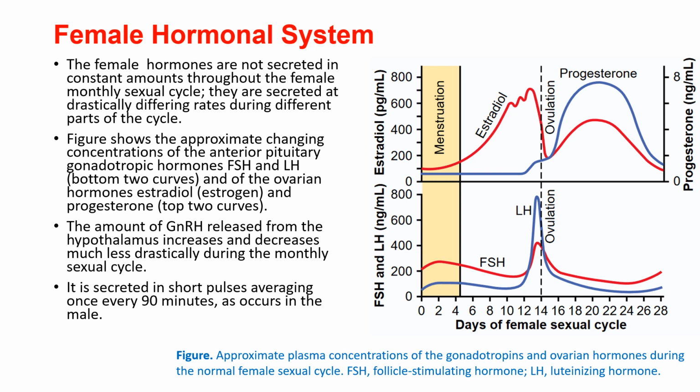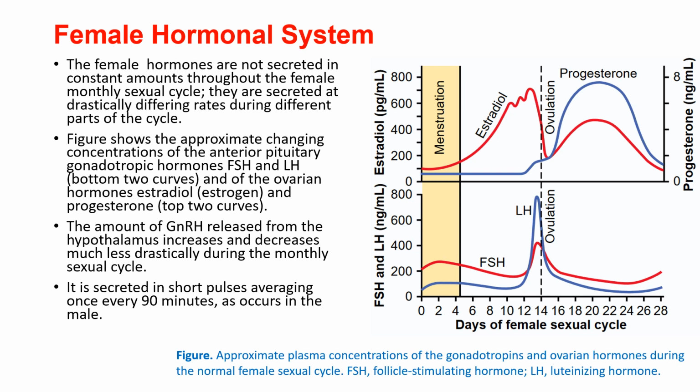The female hormones are not secreted in constant amounts throughout the female monthly sexual cycle. They are secreted at drastically differing rates during different parts of the cycle. The figure shows the approximate changing concentrations of the anterior pituitary gonadotropic hormones FSH and LH, bottom two curves, and of the ovarian hormones estradiol, estrogen, and progesterone, top two curves.